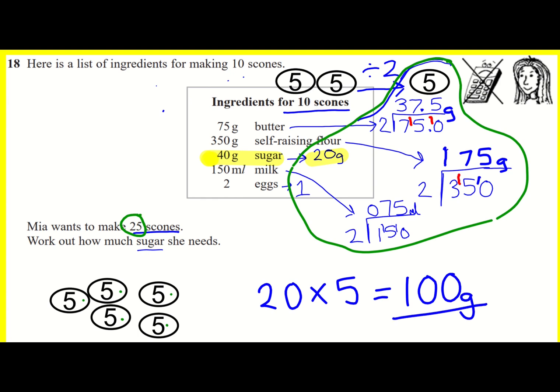And that is it. But just for an example, let's say they asked you how much butter would be required for 25 scones. You would get your value for butter from here for 5 scones, and you would multiply it by 5 to get your 25 scones. But your answer for this one is 100 grams.